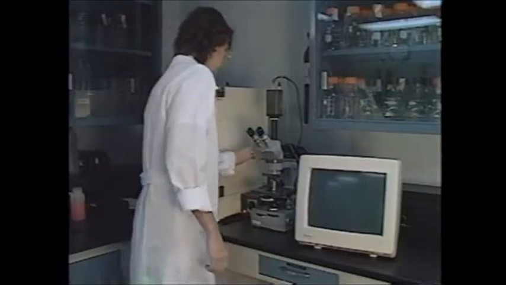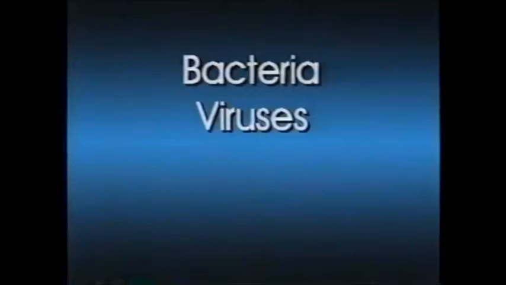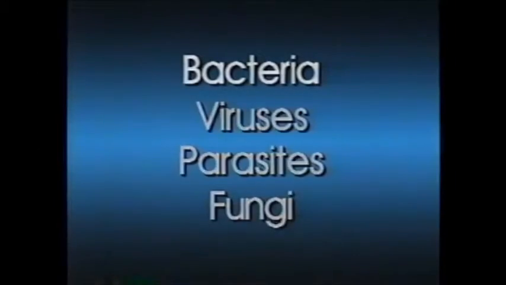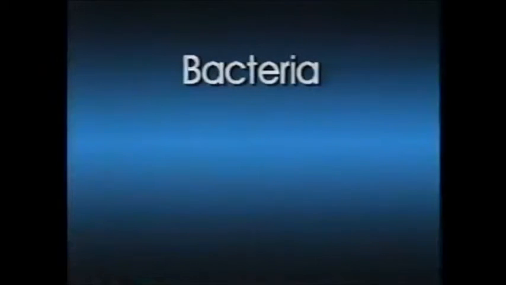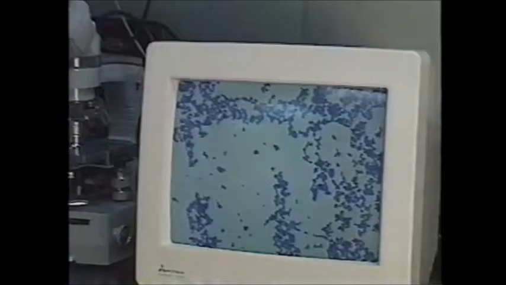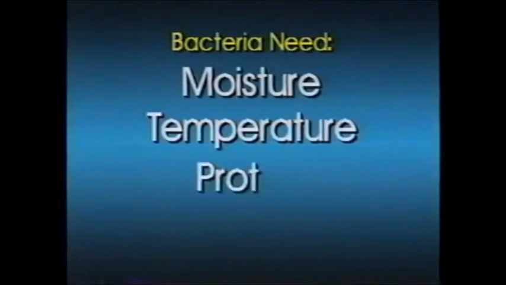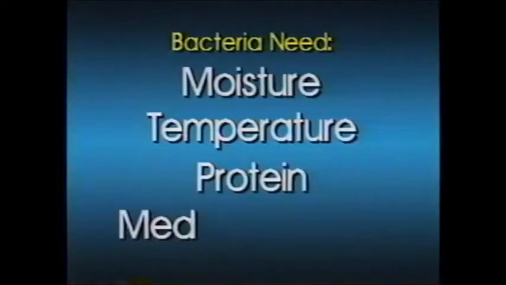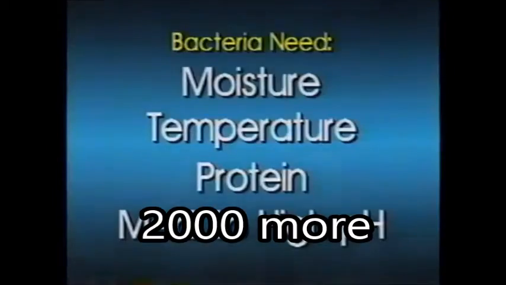Fungi. Bacteria are very small single-celled organisms. Bacteria cause more cases of foodborne illness than any other contaminant. An average of 2,000 can cover the head of a pin. However, when allowed to multiply, they can become millions. Bacteria need certain conditions for growth: moisture, temperature, protein, and time.